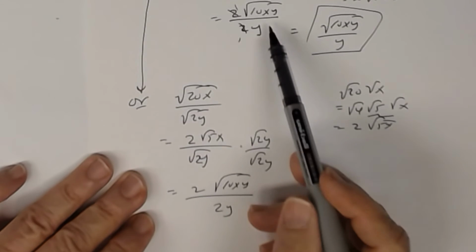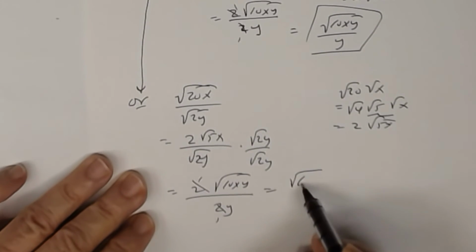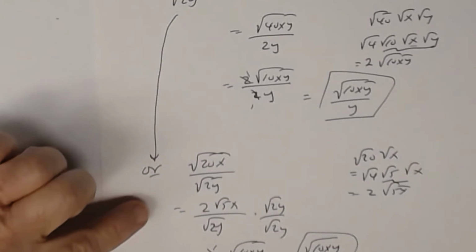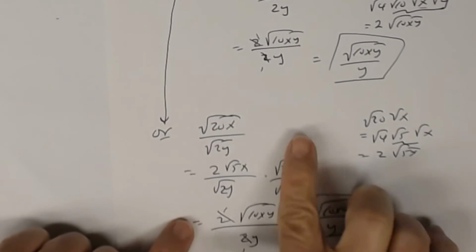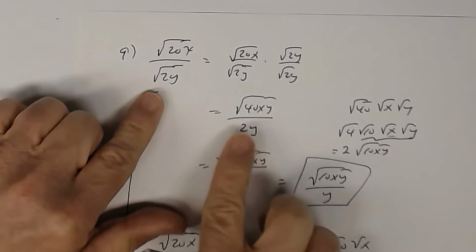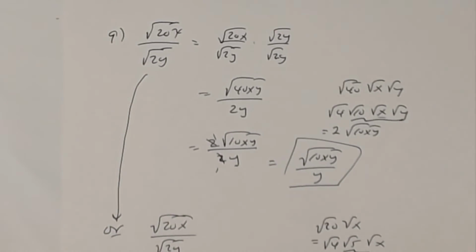And see, that's what we had here. And then you reduce, and so you get the square root of 10xy divided by y. Okay? So it doesn't matter whether you simplify at the beginning and then rationalize, or you rationalize first and then simplify. It does not matter. All right. So number 10.